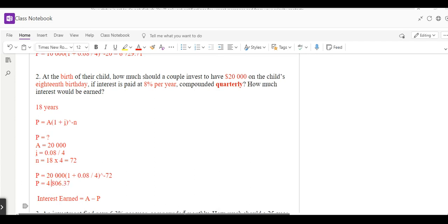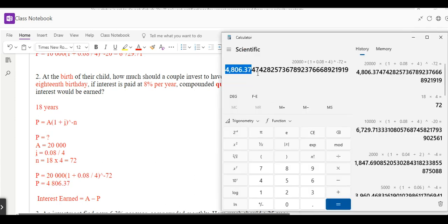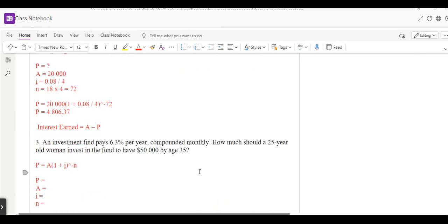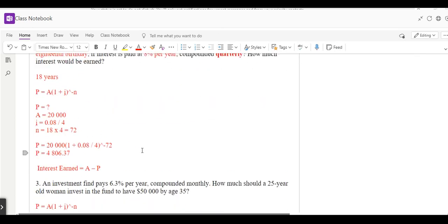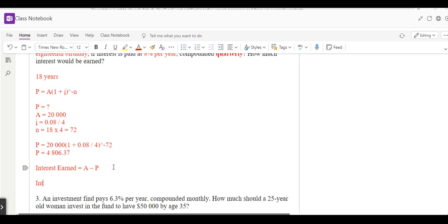So this P is going to be equal to, and notice that afterwards we've got a 4, so we will round down. So this is $4,806, which lines up with what we got. And now for the interest then, if this $4,800 is what they have at the end of their term, we can figure out the difference.